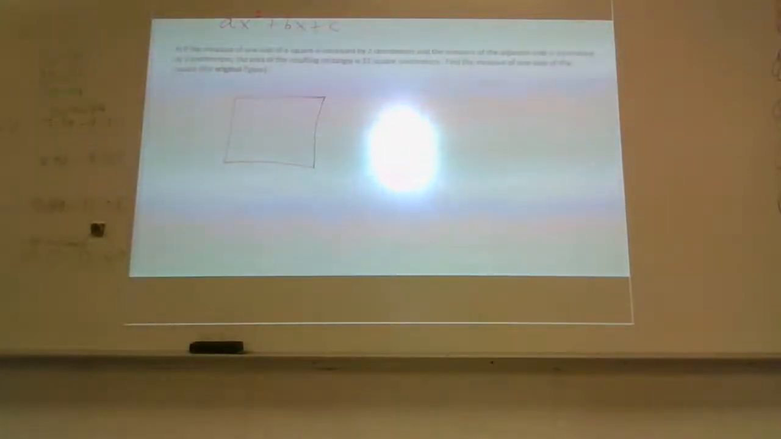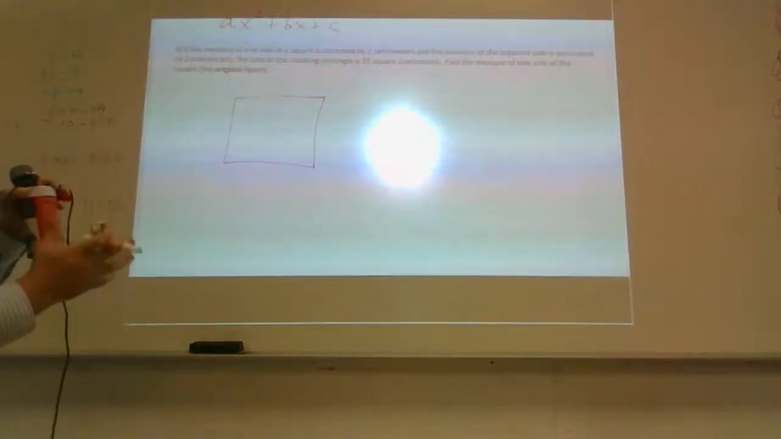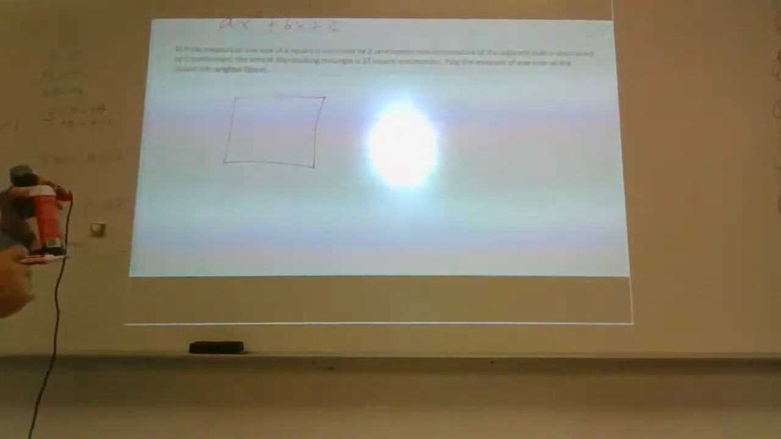Cool. If the measure of one side of a square, wait a minute, what's true about all 4 sides of a square? They're all the same. Now, I could label that maybe like x, x, x, and x, but let's just leave that aside for a moment. If the measure of one side of a square is increased by 2 centimeters, and the measure of the adjacent side is decreased by 2 centimeters, the area of the resulting rectangle is 32 square centimeters.